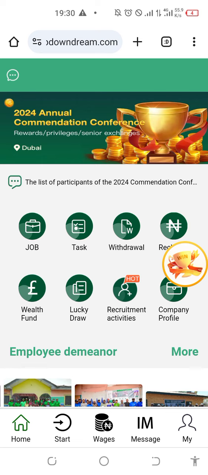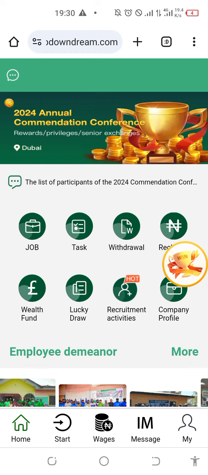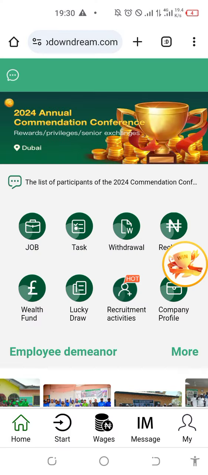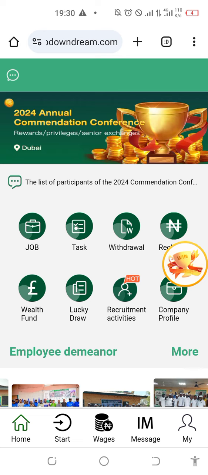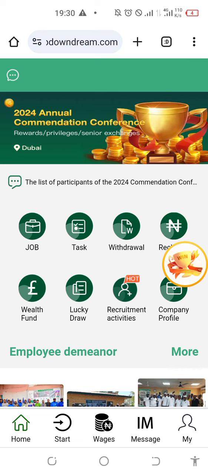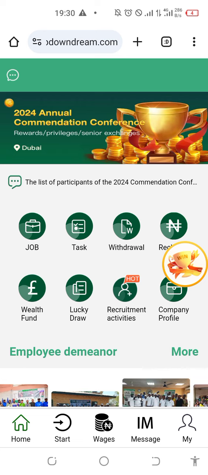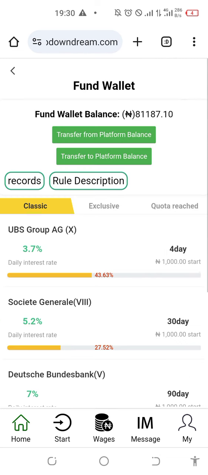World Fund is this place where you have a pound sign. So I'm going to click on World Fund now, and I'll show you an example of how to do World Fund, so please just pay attention. You click on this pound sign on the far left. When you click on World Fund, you'll be taken to this place where you have a fund wallet. You can see transfer from platform balance, transfer to platform balance, records, rule description, classic, exclusive, and quota rates.